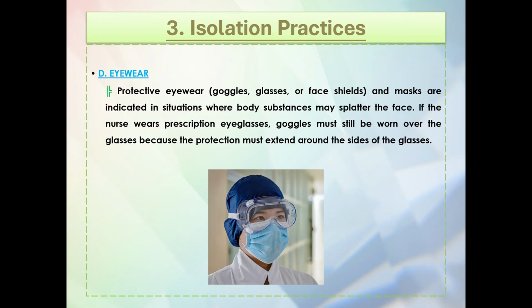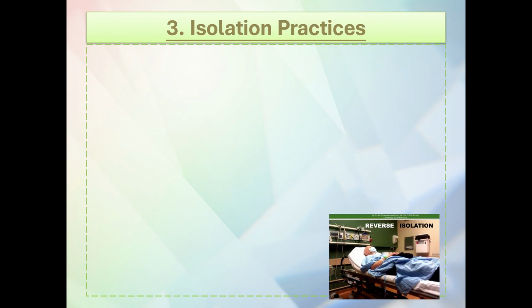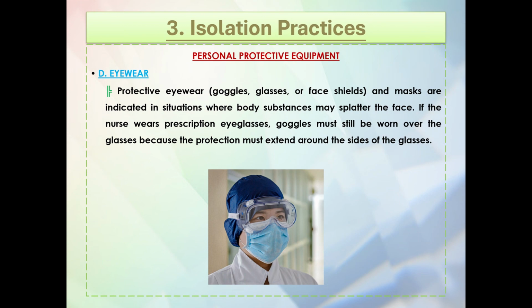Protective eyewear such as goggles, glasses, or face shields and masks are indicated in situations where body substances may splatter the face. So if the nurse wears prescription eyeglasses, kung may eyeglass si nurse, goggles must still be worn over the glasses because the protection must extend around the side of the glasses. So those are the personal protective equipment.